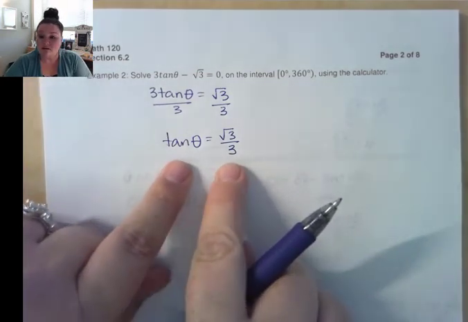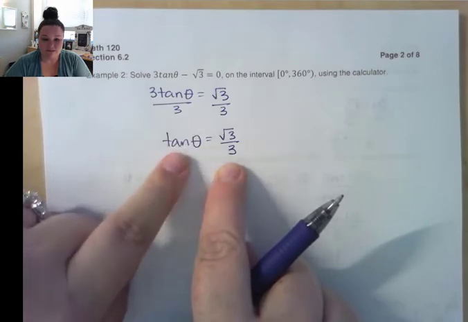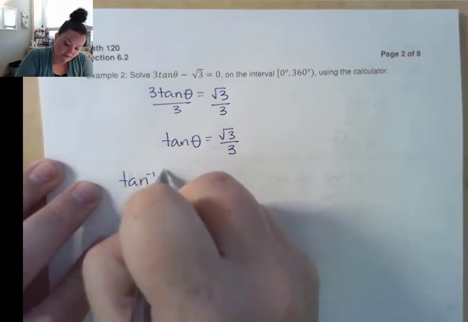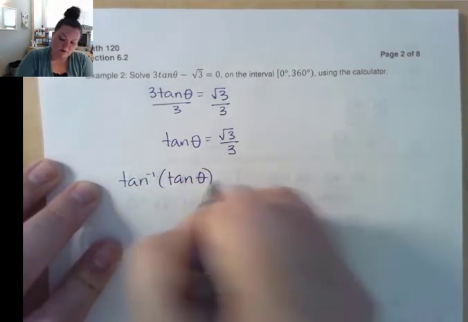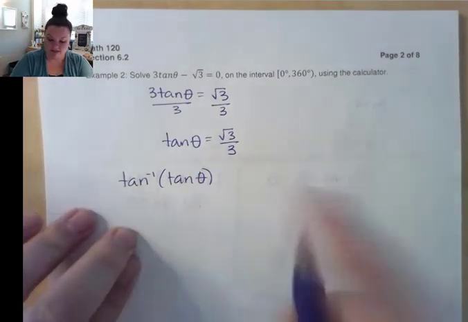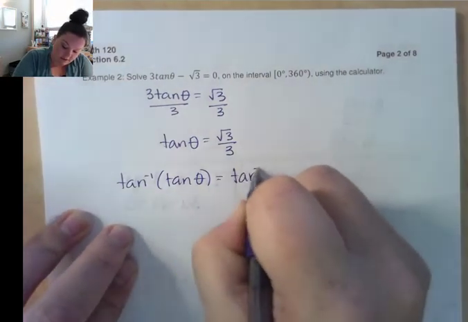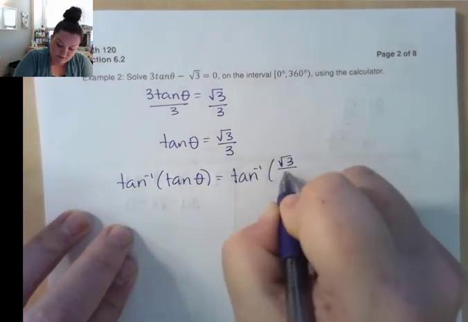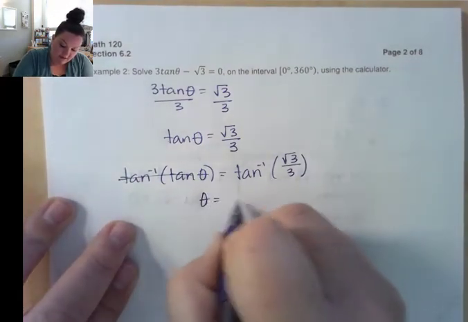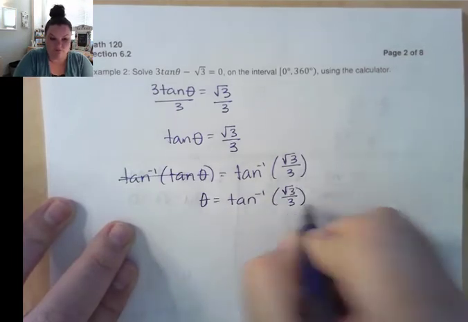Now, if I want to solve this using my calculator, I can go ahead and use tangent inverse, right? Because if I do the tangent inverse function on the left-hand side, then tangent and tangent inverse are going to cancel out, right? But if I do it on one side, I have to do it on the other side. So tangent inverse of square root of 3 over 3. So here those are going to cancel, and I end up with theta is equal to tangent inverse of square root of 3 over 3.